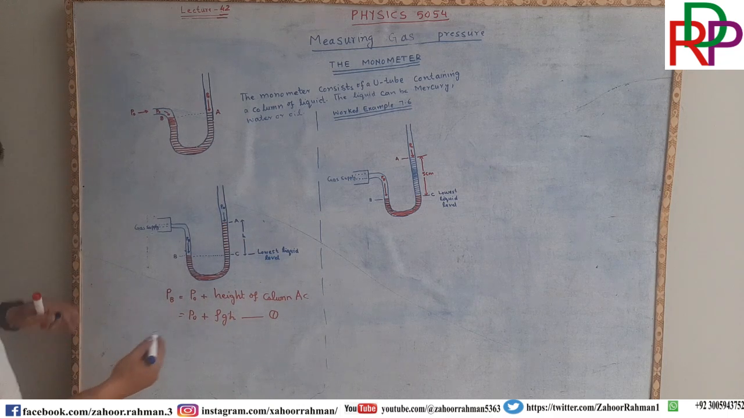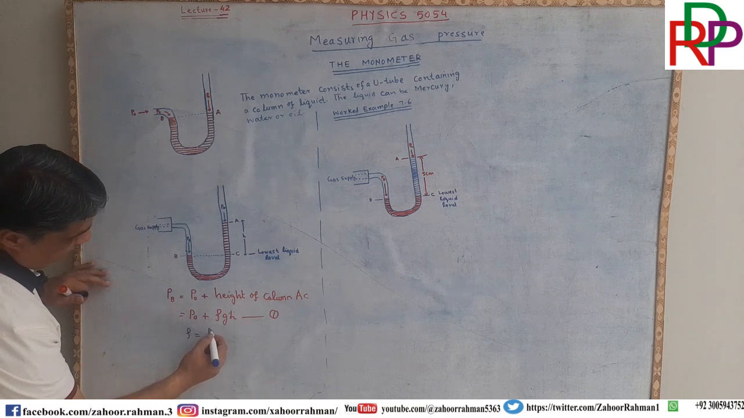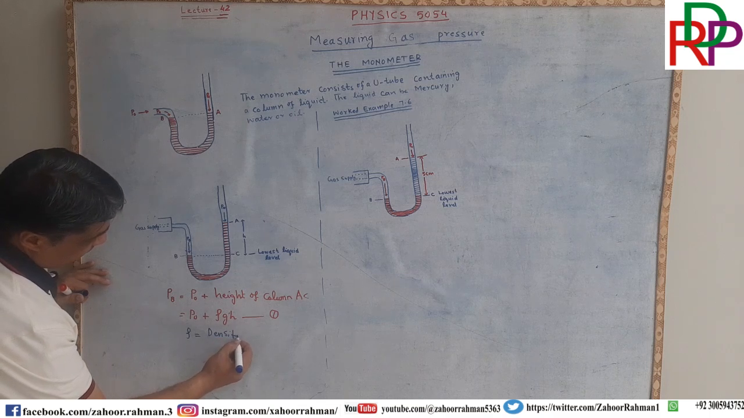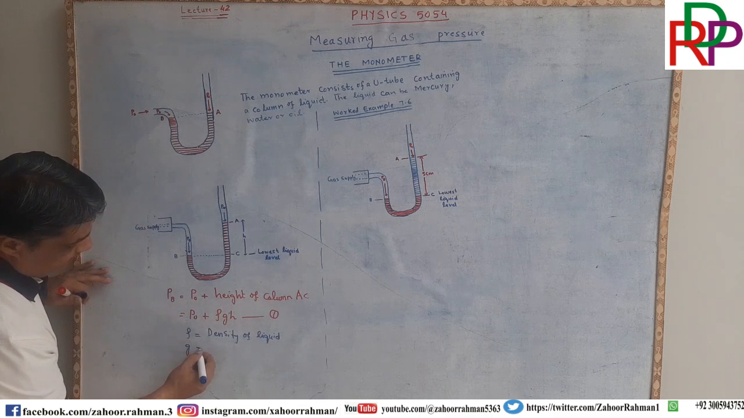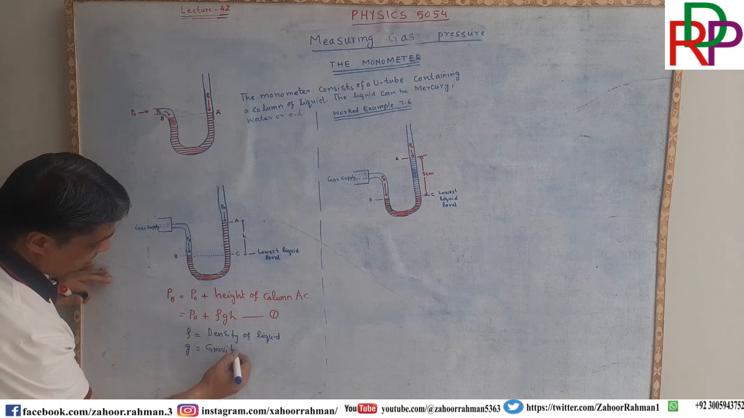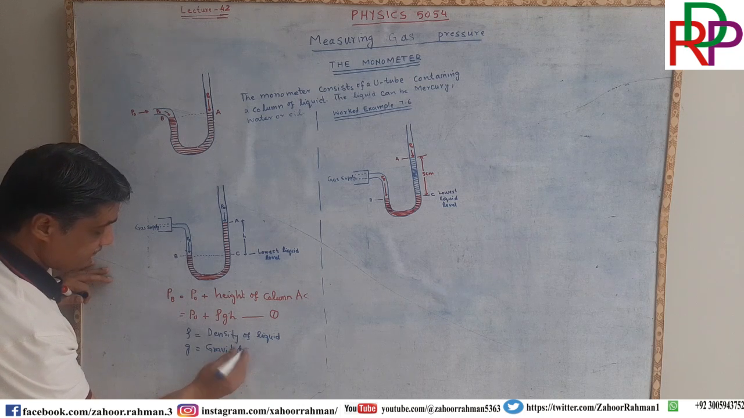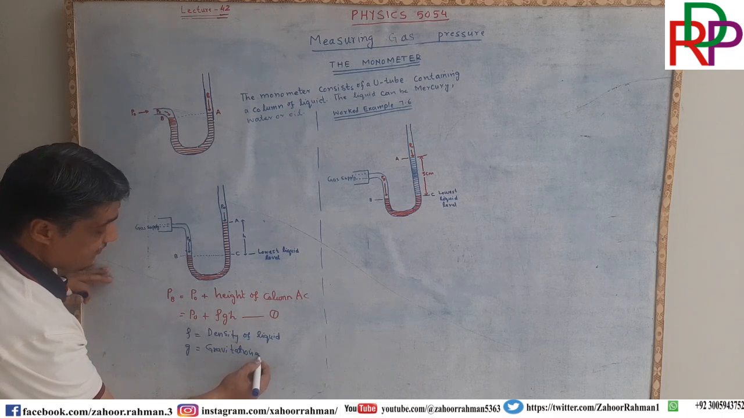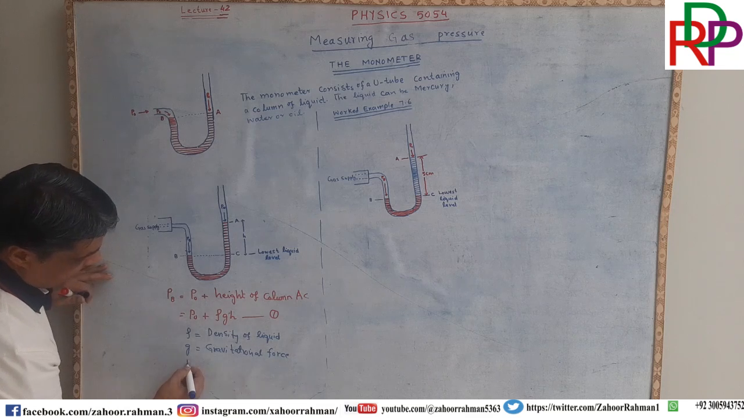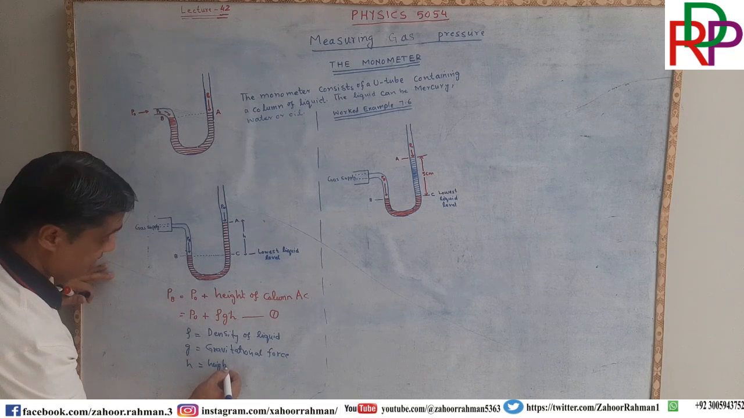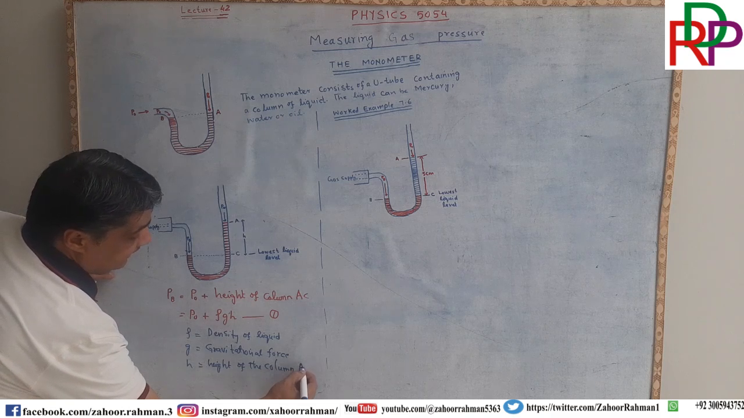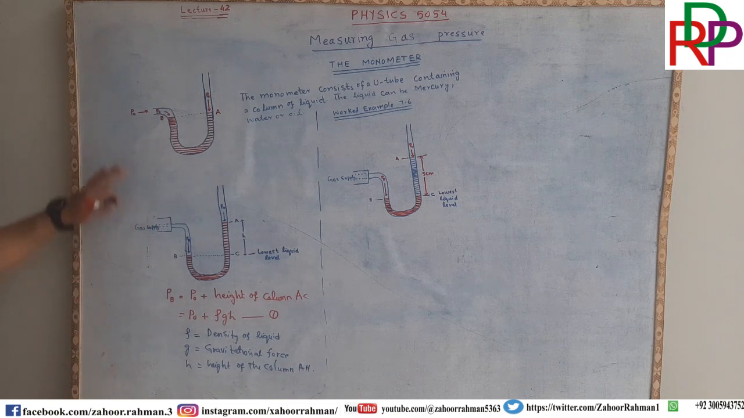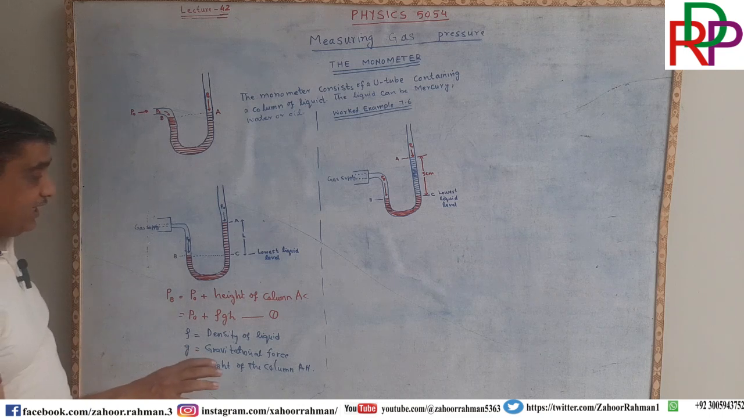Rho shows the density of the liquid, G is the gravitational force, and H is the height of the column AC, ladies and gentlemen. Okay, that is the whole story of how the manometer works and how we can calculate the pressure of any supply.